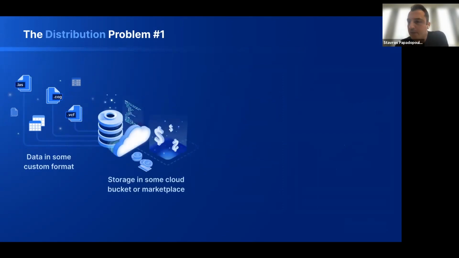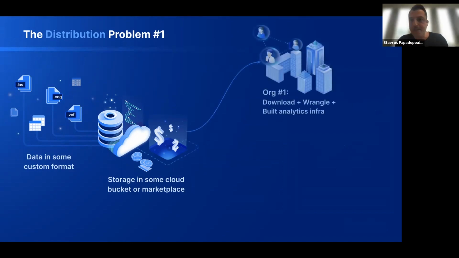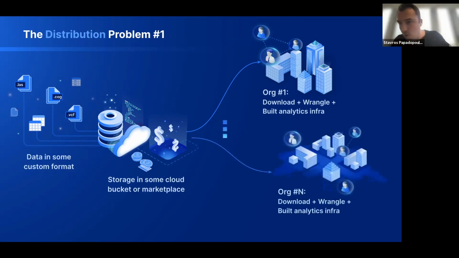In terms of distribution, there are two problems. Let's take the first one. Again, the data is always in some custom format. This goes into some bucket or some marketplace. There is an advent of marketplaces in the past couple of years. So they store the files and they are the distributors of the files. And then there's an organization, they need to take the files, download, wrangle, build infrastructure, so store the data in their own buckets, in their own infrastructure, build their own tools. And this happens across N organizations. So there are 1,000 organizations using the same files. They will do that 1,000 times.